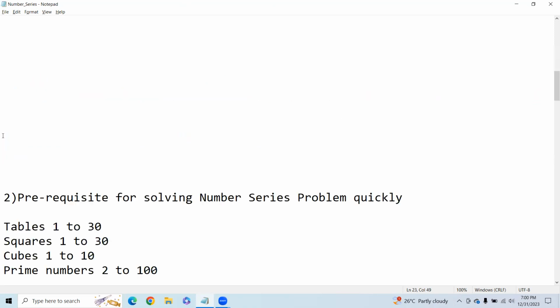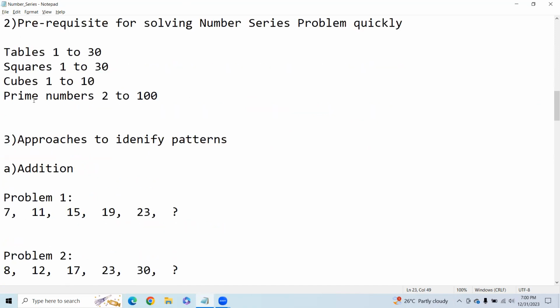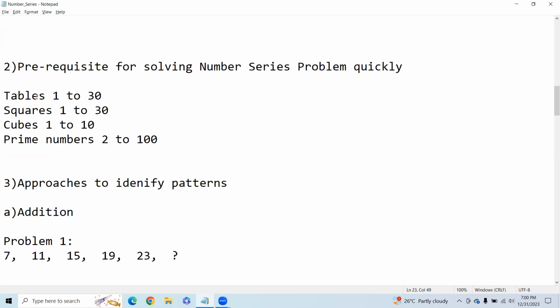Now let's look at the different approaches to identify the pattern. But before that, we should be aware of the prerequisite. If you have to solve number series problems in a very quick way, you have to save your time. So for that, what is going to help you? You should know tables 1 to 30. You should know the squares 1 to 30. You should know cubes 1 to 10. And you should know prime numbers from 2 to 100. When we solve the problems, you will get to know how easy it is for you to solve number series questions if you know these.